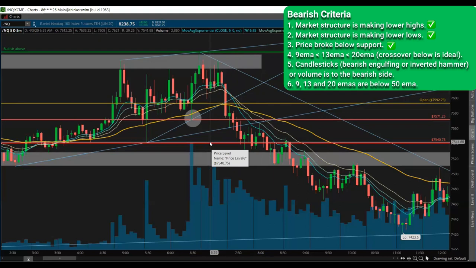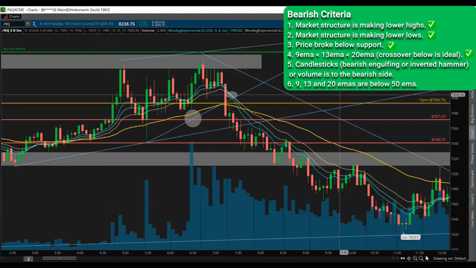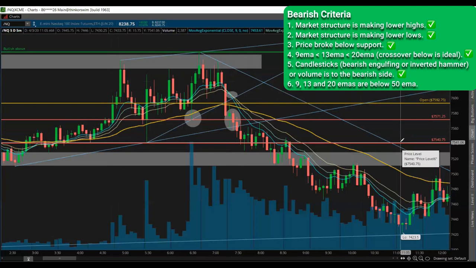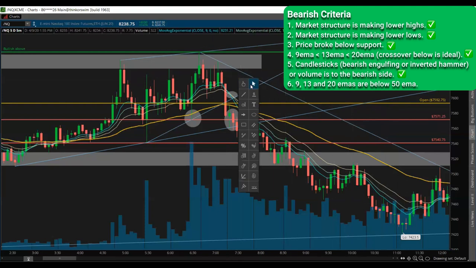Did our 9 EMA cross below the 13 and the 20? Eventually, right? Pretty quick here. Yep. Did we have a bearish engulfing or some kind of big bearish candle, or an inverted hammer or shooting star? I see a bearish engulfing candle here on decent volume. See how it engulfed that doji candle? It's just the body overtaking the body, not wick to wick. Yeah, exactly. Wick to wick is more significant.